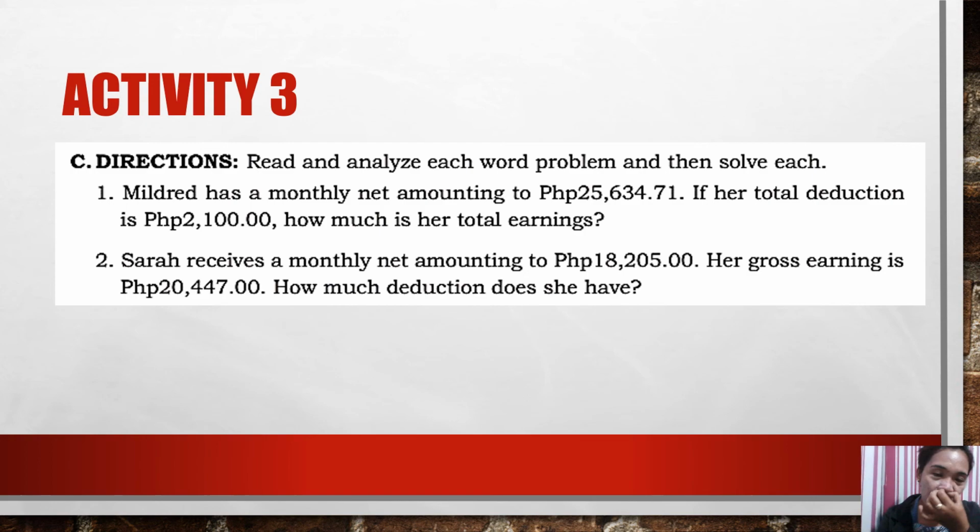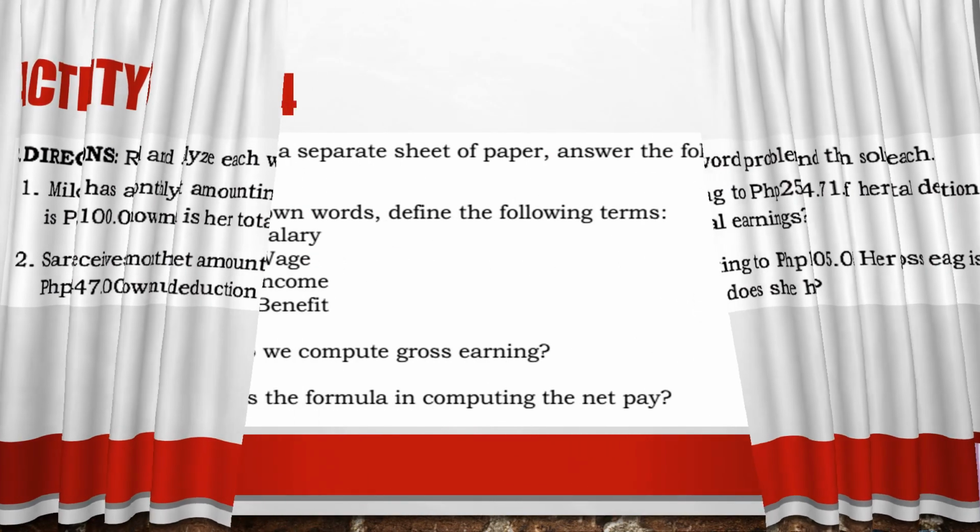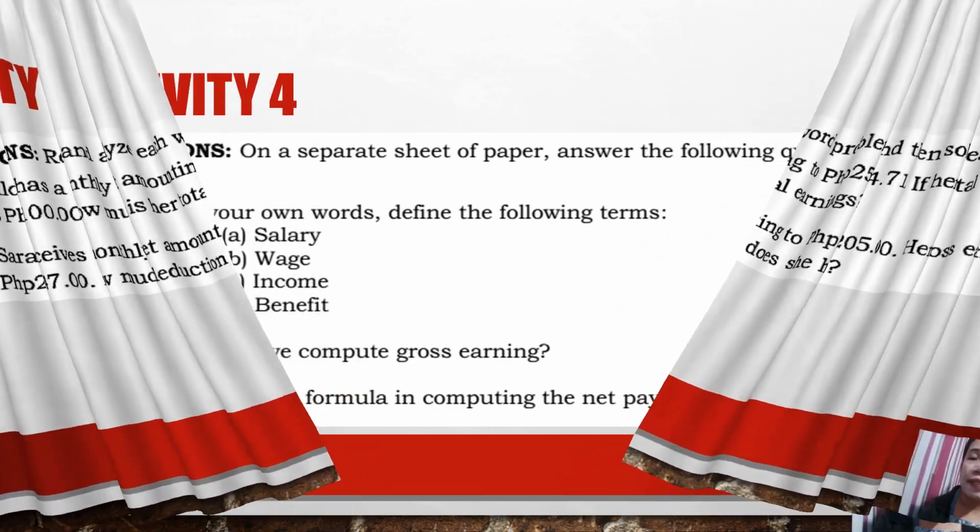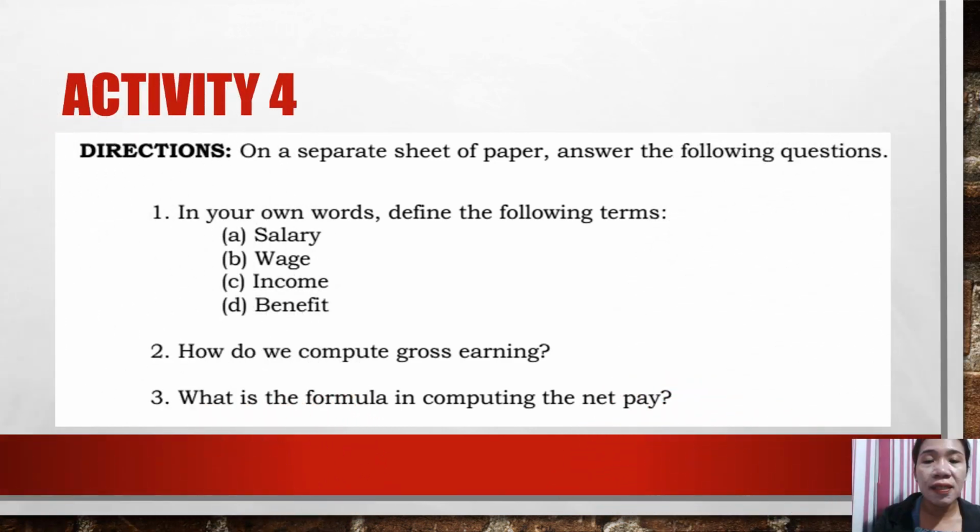Next, activity 4 is on the answer sheet or on a separate sheet of paper, answer the following question. So in your own words, define the following terms. Define salary, wage, income, benefit. Then how do we compute gross earnings? Then what is the formula in computing net pay? Use your own words.